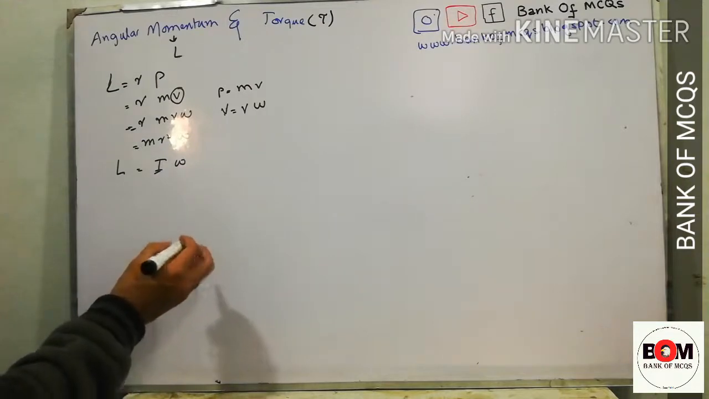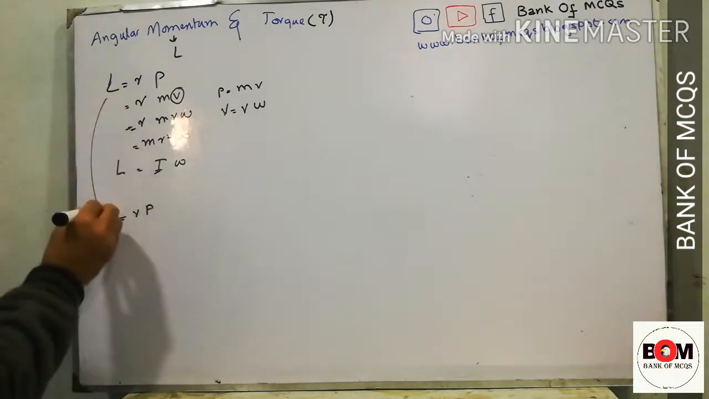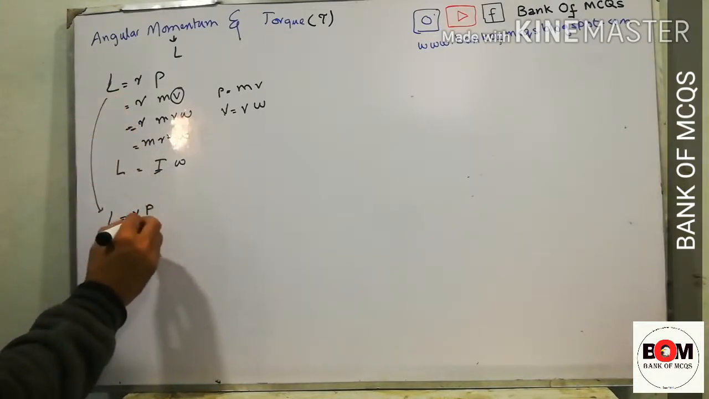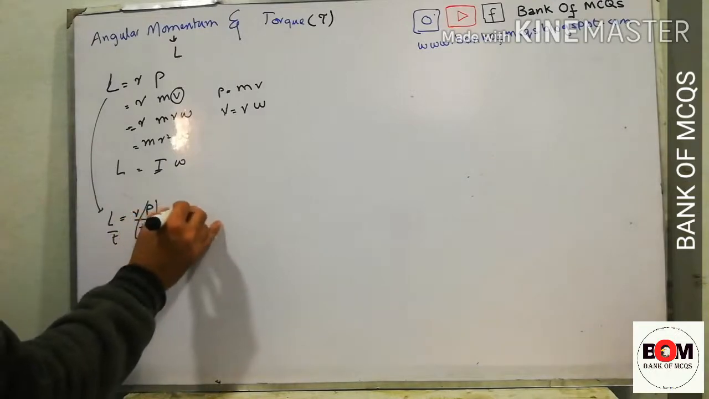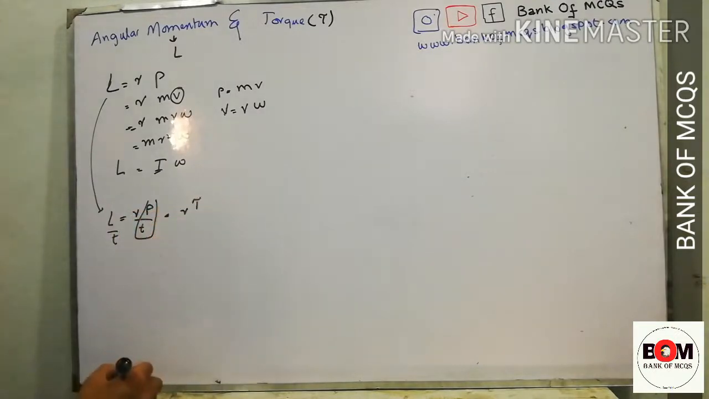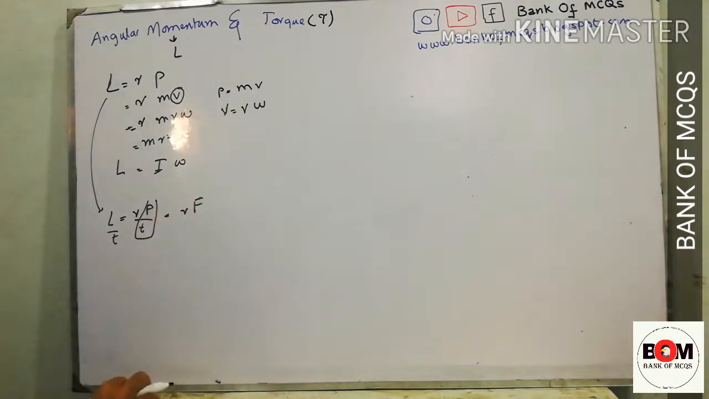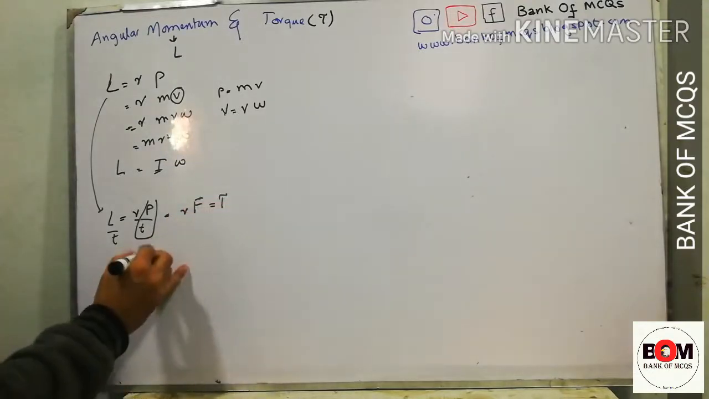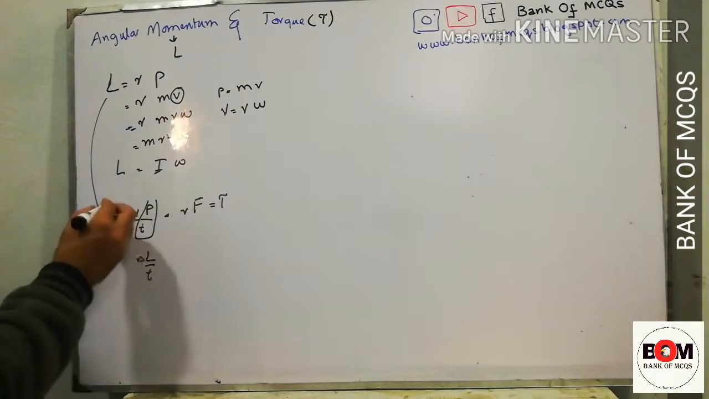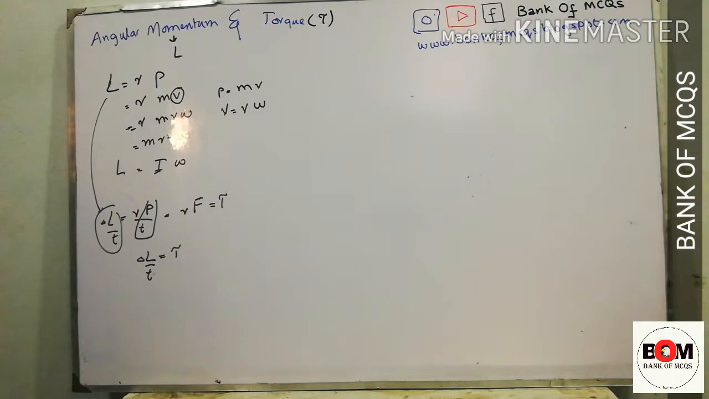Further on, according to the book, L is equal to r × p. Dividing both sides by t, we get L/t is equal to r × p/t, and p/t is equal to force, and r × F, we know, is equal to torque. Simply it means that the rate of change of angular momentum is equal to the total torque on the body.